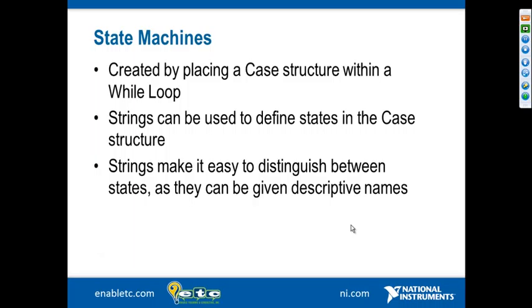State machines are implemented in LabVIEW by creating a case structure within a while loop. Whenever we've seen a case structure up to this point, it's been used to select what code runs based on a criteria. One of the methods of using a case structure is to use a string to define which case runs. That's exactly what we're going to use in this implementation. We're going to be using strings to define which state is to run. One of the benefits of this is it makes it really easy to distinguish between states, as they can be given very descriptive names.